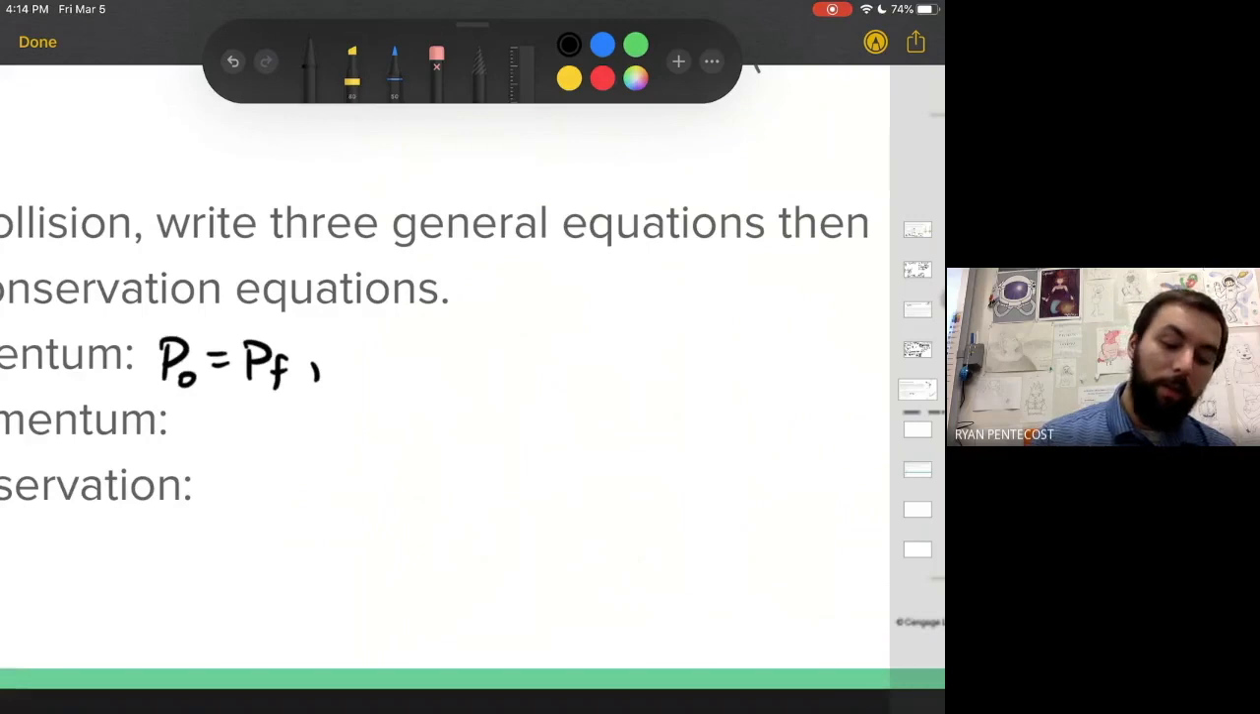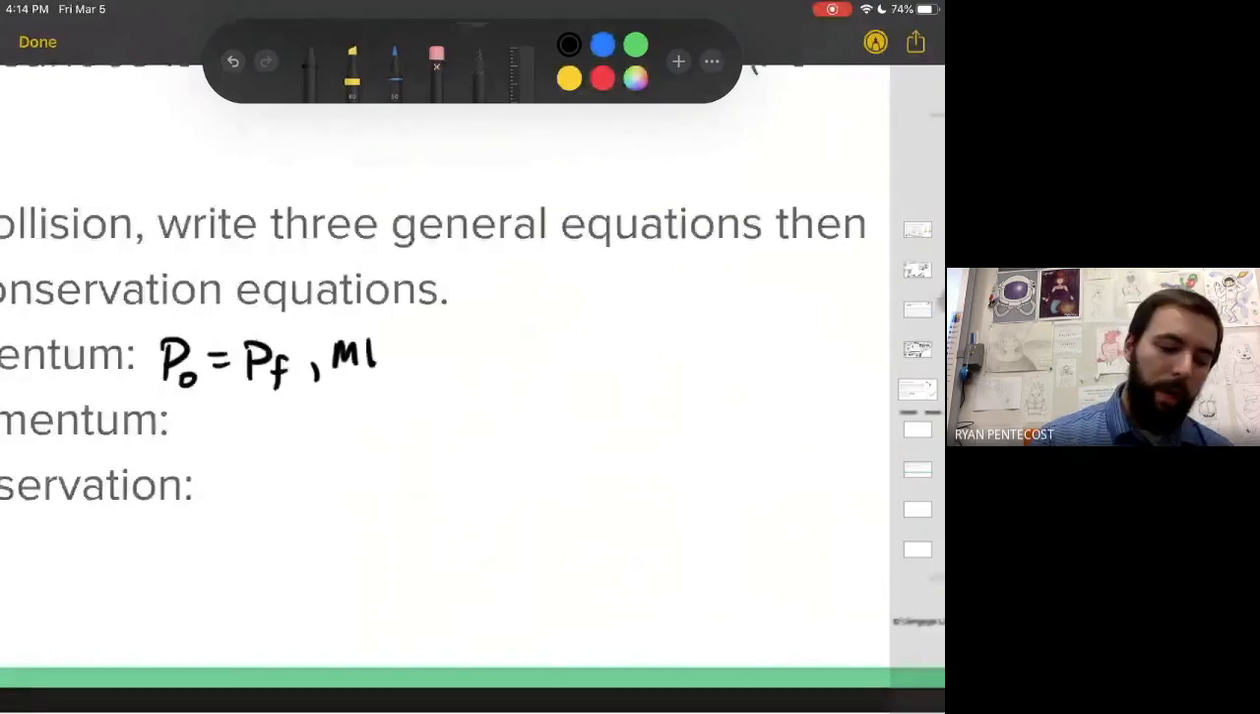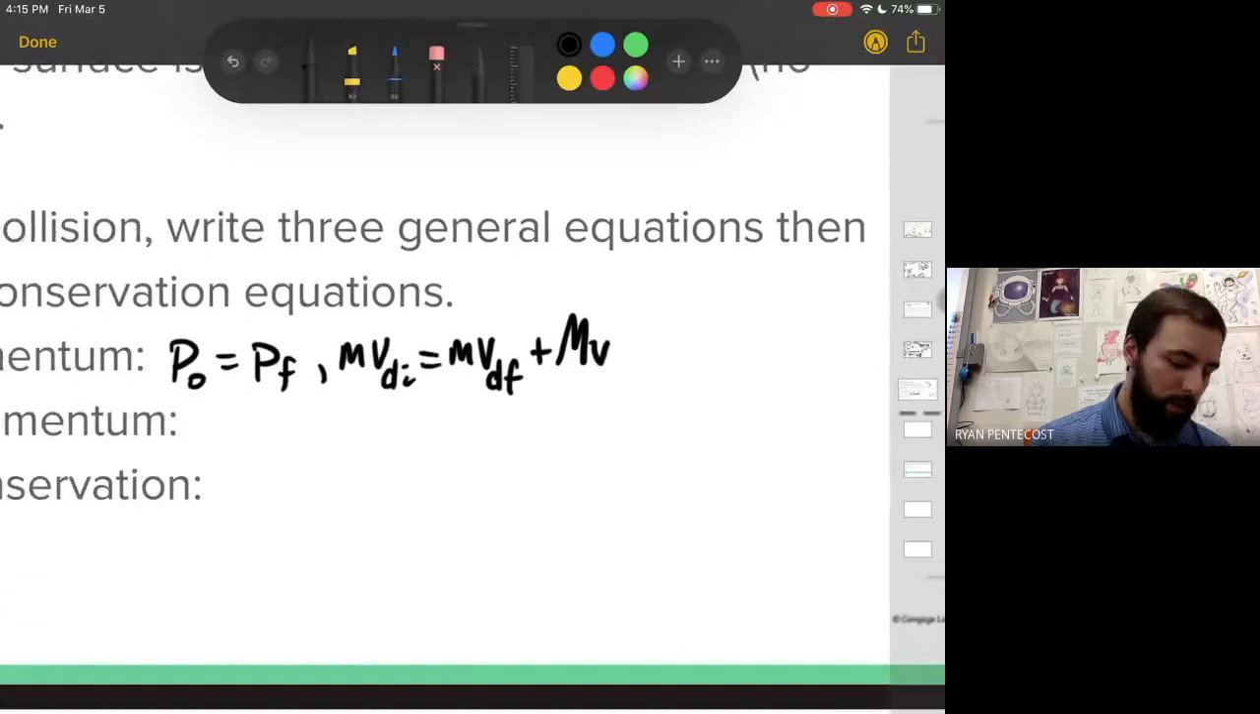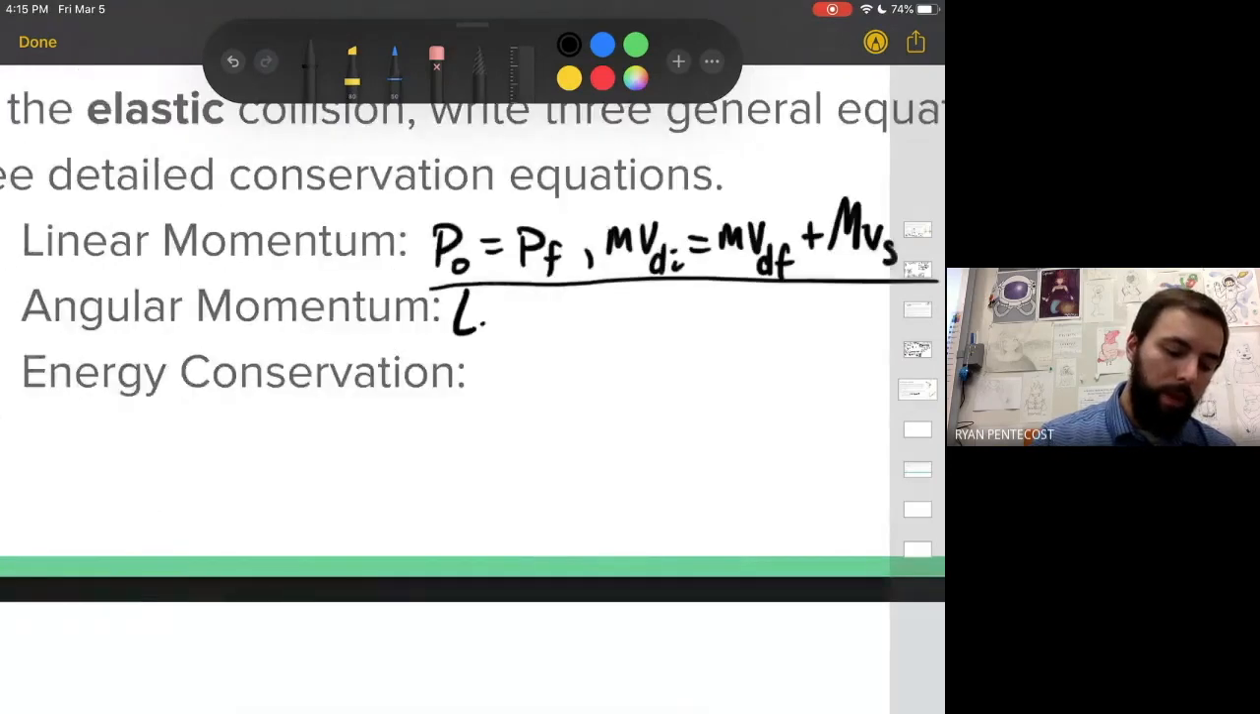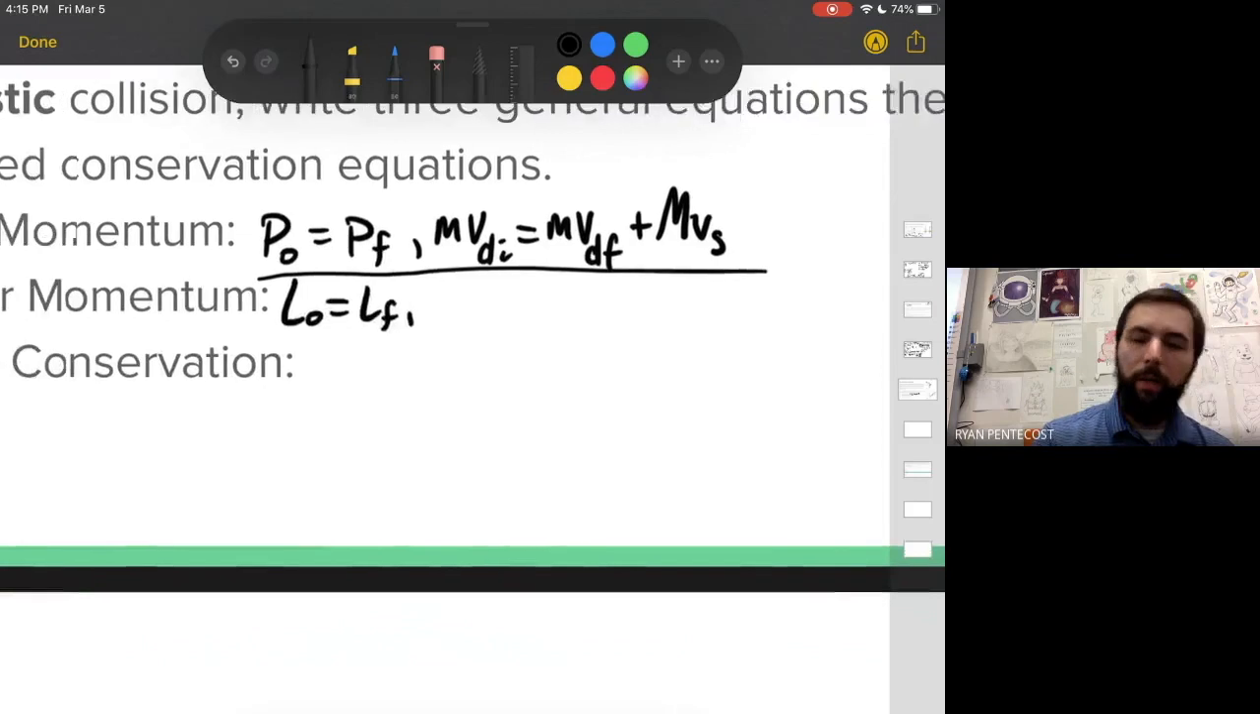So I'm going to say that our initial momentum was the mass of the disk times the velocity of the disk. Now our final momentum would be m VDF plus the mass of the stick times the velocity of the stick. So that is our conservation of linear momentum. Now for angular momentum, we have L initial equals L final. But what is our initial angular momentum?